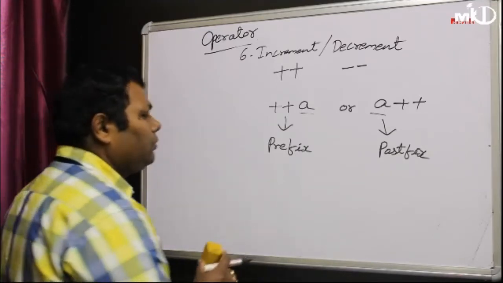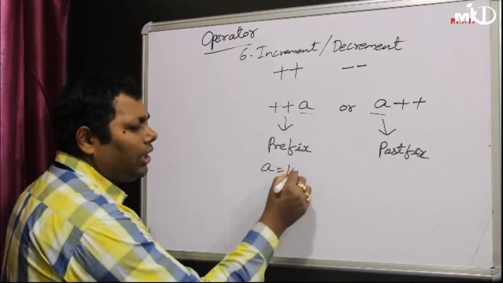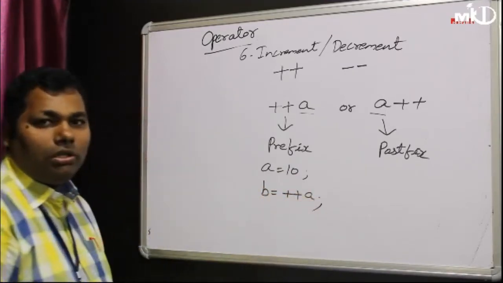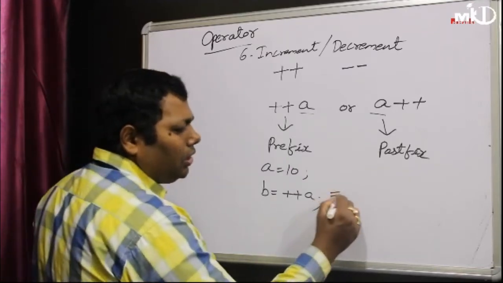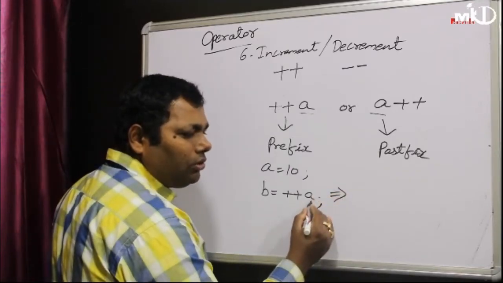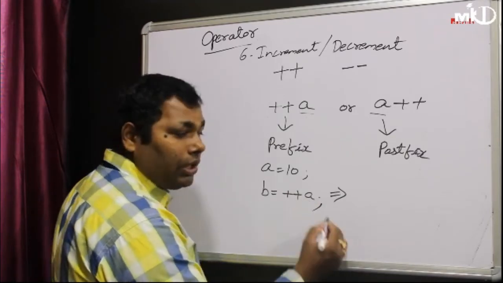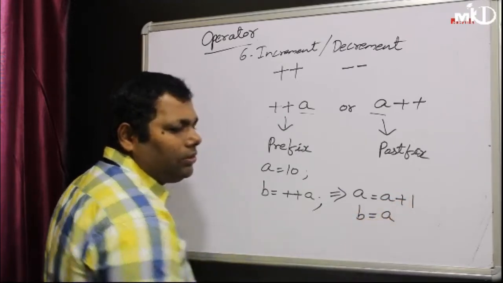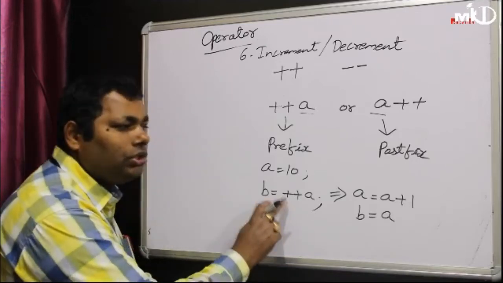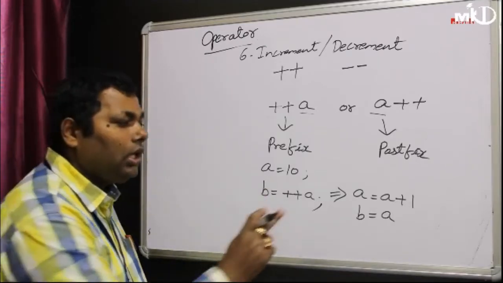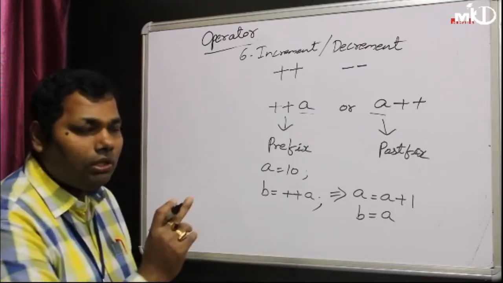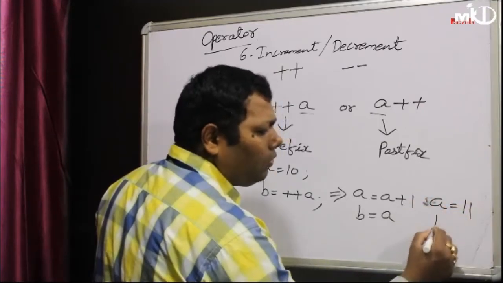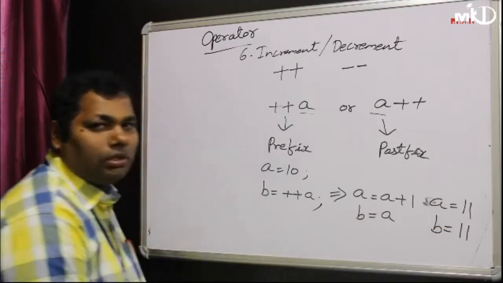For example, I write a equal to 10. Now b = ++a. What does it mean? First, increase the value of a by 1, then assign the new value to b. As it is prefix, first increase the value by 1, then apply the new value to b. Now what is the value of a? a = 11. And what is the value of b? Also 11. Clear?